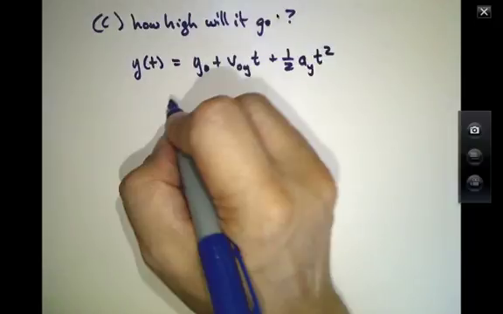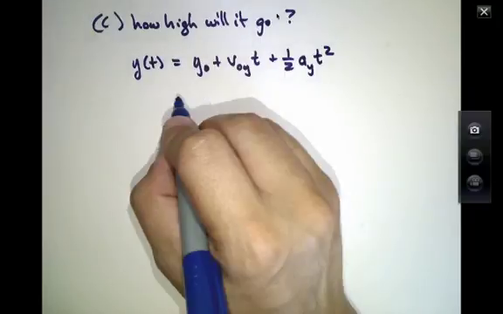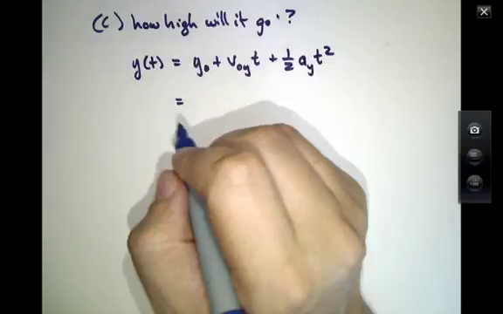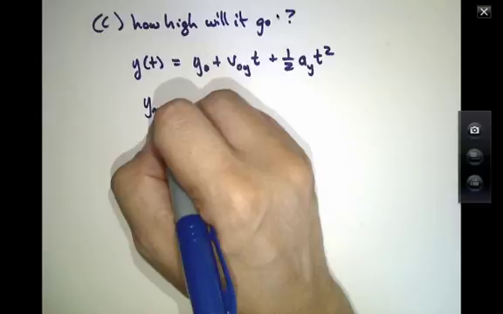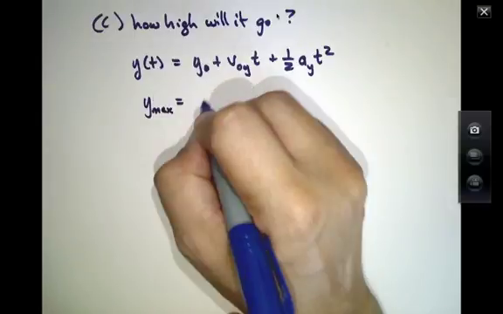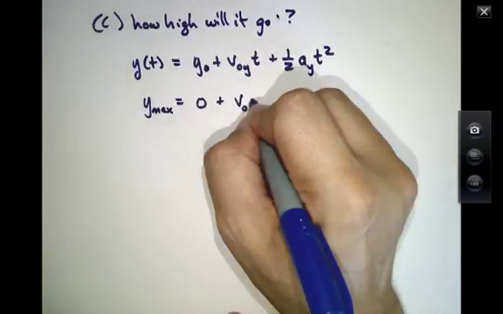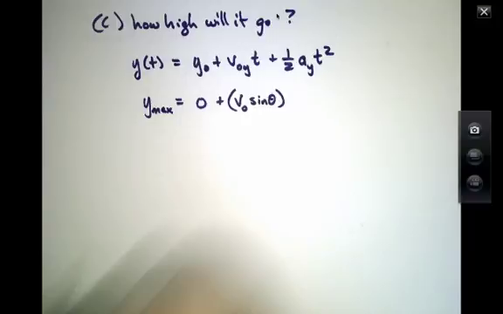And there it is. We're going to again fill in. We don't know how high it's going to go, but at that time, we're going to insert everything we can here, including the time, and find out what that maximum y is. The initial y is 0 because we're starting out at the ground. This initial speed in the y direction is v naught sine theta. And the time that we're going to insert here is the time that we calculated at the very beginning.